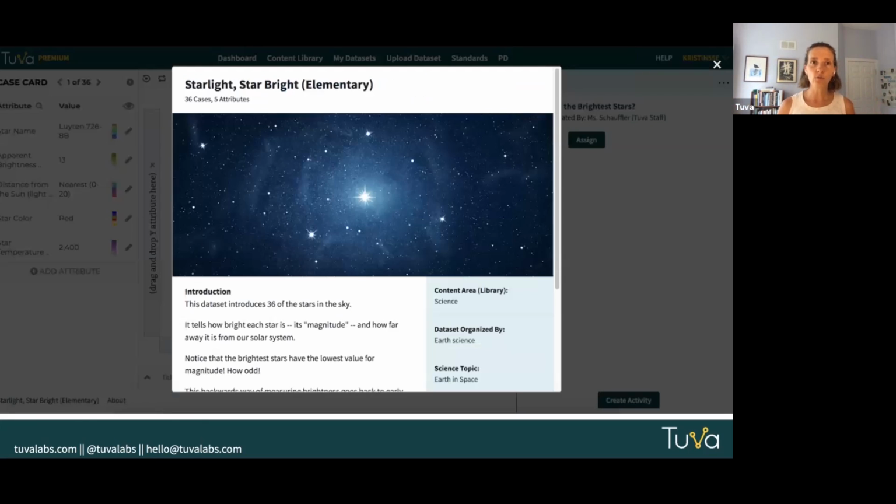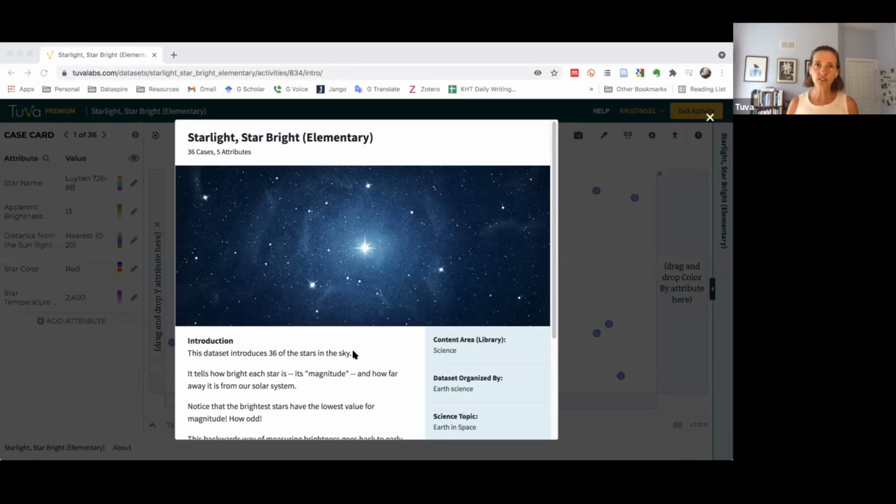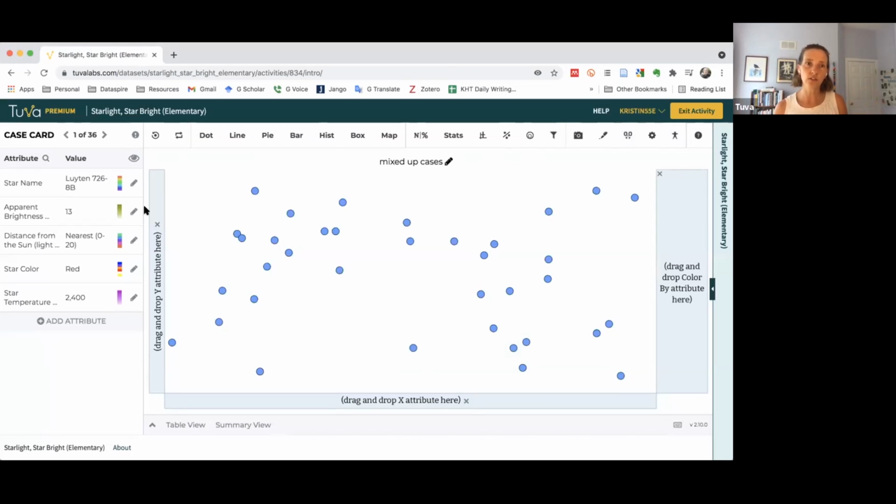And so to do that, we'll be looking at this Starlight Star Bright data set. And let me jump in so we all can see it. So these are data from Dr. Jim Kaler at the University of Illinois. And what we have in this data set are 36 cases, or 36 stars in the universe. So by no means every star there possibly is, but 36 is still a good number for us to look at and look at some relationships.